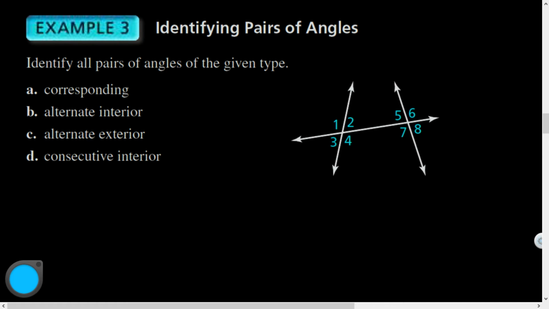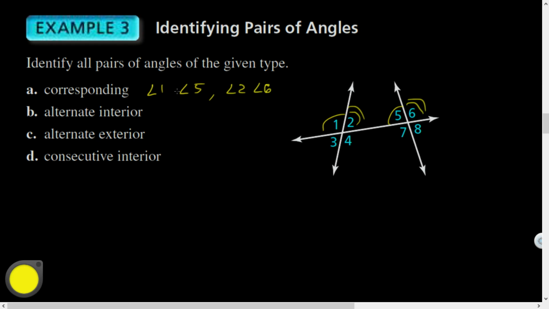Okay, here we go, friends. Are you with me? All right, example 3. You guys got this. Identify all pairs of angles of the given type. Corresponding angles. What is a corresponding angle to angle 1? Angle 5, perfectly executed. What's a corresponding angle to angle 2? Angle 6. So angle 2, angle 6.